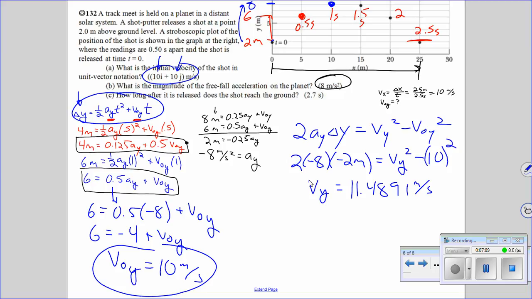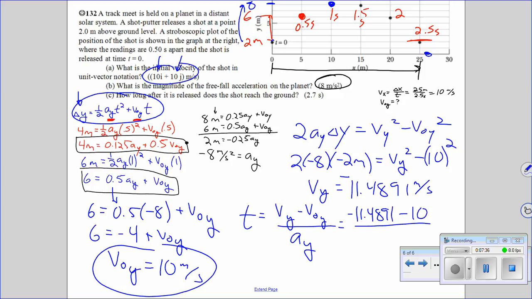Now, to solve that, I took a square root, and when you take the square root, you have to consider positive or negative. At the end of the time, it's gone down 2 meters, so it's moving down when it hits the ground over here somewhere. So we're going to make this one negative. Then I'm going to find my time. Time equals Vy minus V0y over Ay. My Vy was negative 11.4891. My V0y was 10. My acceleration is -8. Plug your numbers in, and you get 2.7 seconds if you round to the appropriate number of significant digits. There you go. All right, hope that was helpful.